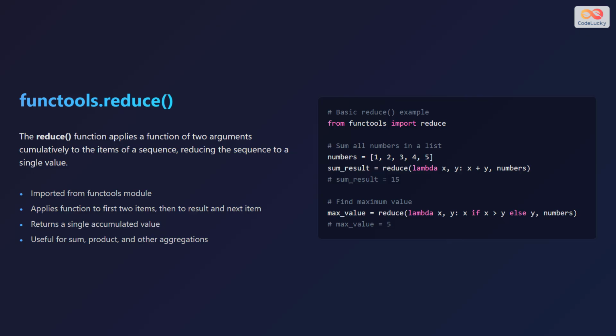Here's an example of how to use reduce to sum all the numbers in a list. We define a list of numbers 1, 2, 3, 4, and 5. Then we use reduce with a lambda function to add the numbers together. The result, assigned to some result, is 15. Here's another example to find the maximum value in the list of numbers. We use reduce with a lambda function that returns the larger of the two values. The result, assigned to max value, is 5.